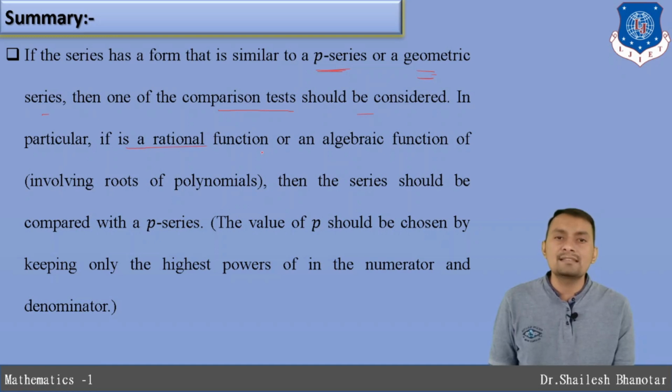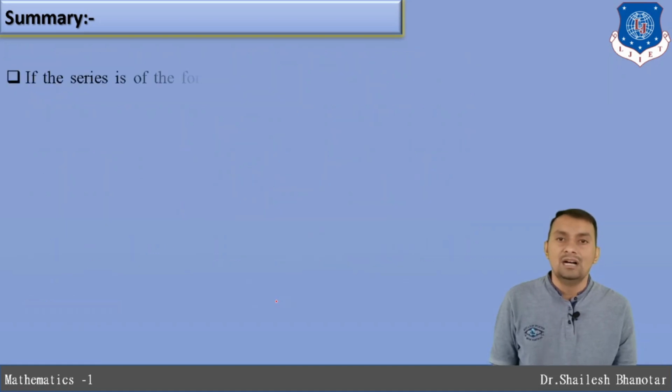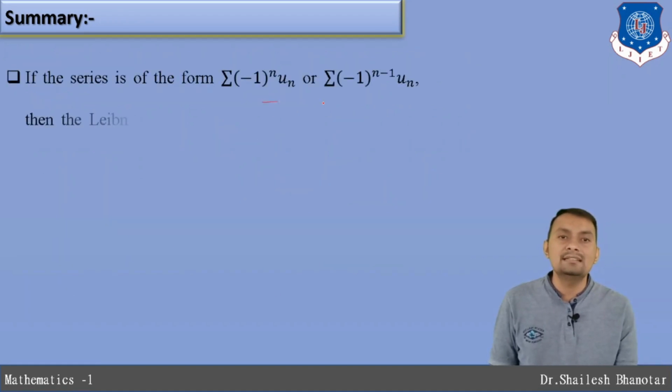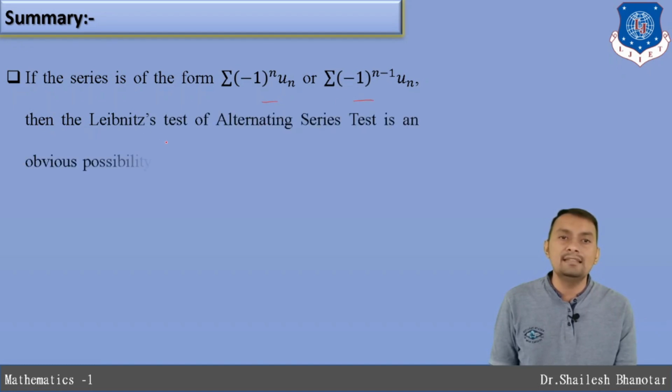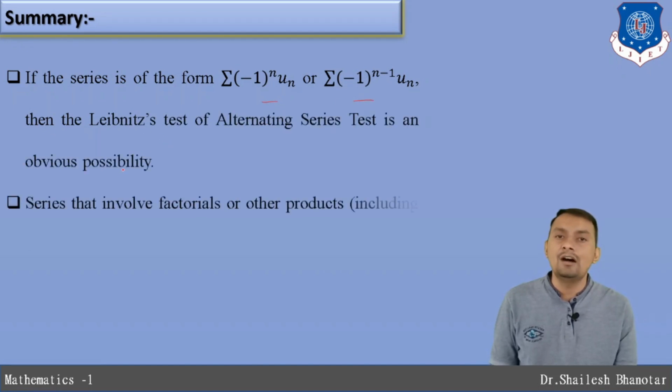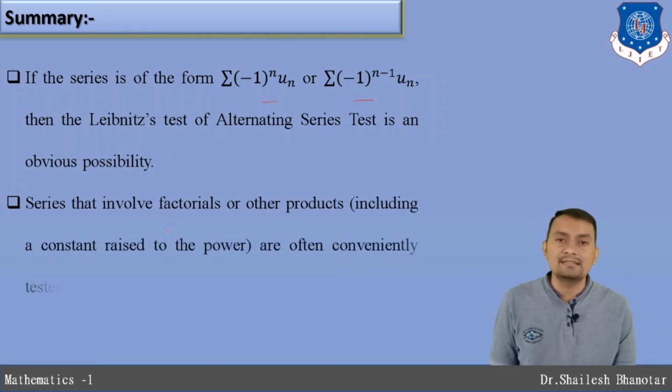In particular, if there is a rational function or an algebraic function involving roots of polynomials, then the series should be compared with the p series. That means whenever you see the numerator contains polynomial form, as well as the denominator, in that case we will apply the comparison test, because from that we can choose Vn so that we can apply the p series test. If the series is alternating, then obviously we will have to use the Leibniz test.